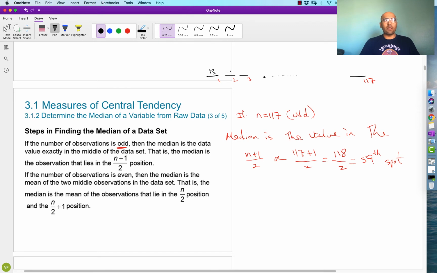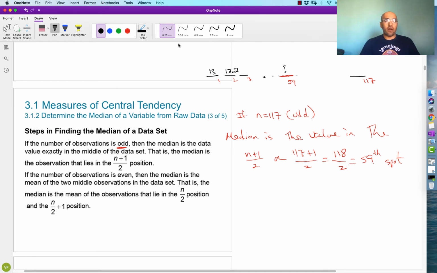The second smallest number in my list was 13.2, and so on and so forth. I've got to keep going. And the one right in here, in the 59th spot, whatever that is, that will be my median. Okay, that works great as long as we have an odd number of entries.